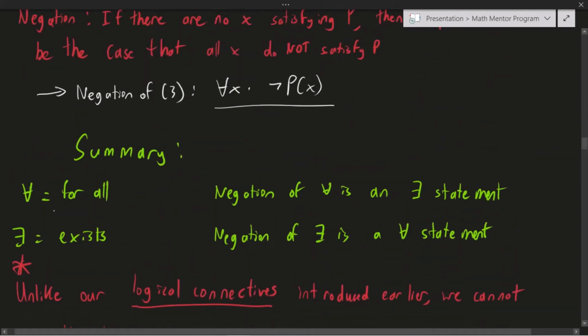When I say, here are my symbols, the negation of a for all statement is an existential statement. Similarly, the negation of an existential statement is a for all statement.